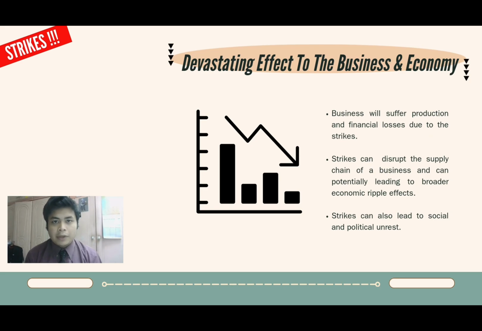Strikes can also be violent. Public places will be vandalized and cause safety issues for the citizens. It will lead to social and political unrest, which can have indirect economic effects. For example, if a strike led to demonstrations or civil disturbances, this can further disrupt economic activities and create an unstable environment. An unstable environment can scare away foreign investors from investing in the country.